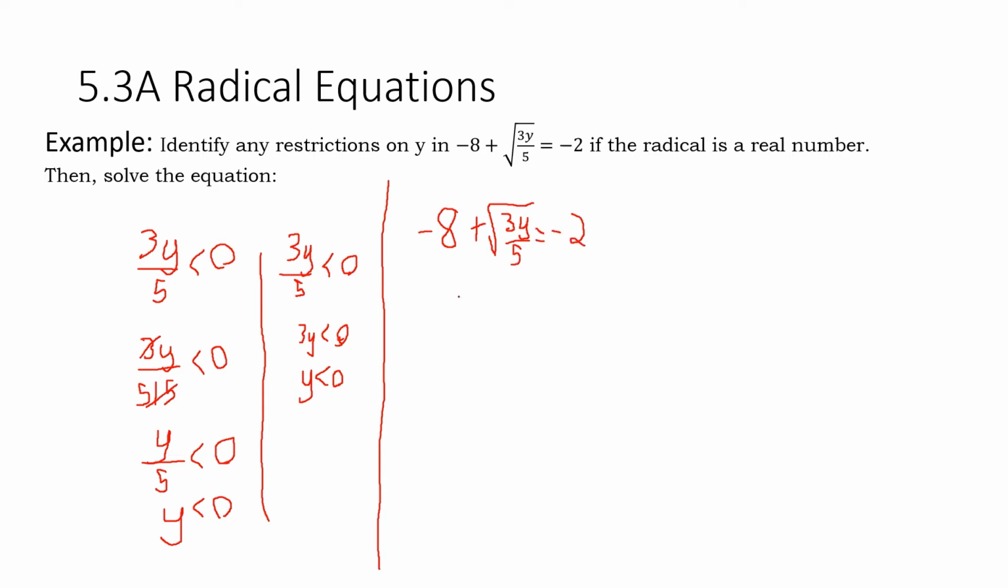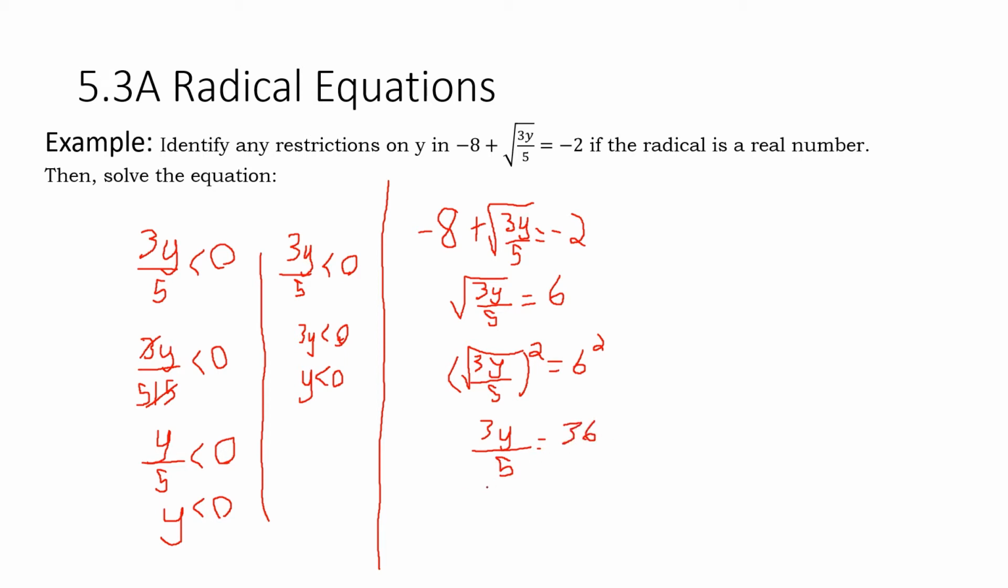So add 8 to both sides, and you'll have on the left side 3y over 5. If you add 8 to negative 2, you'll have 6. At this point, we need to square both sides to get rid of that square root. And we'll have 3y over 5 is equal to 36.